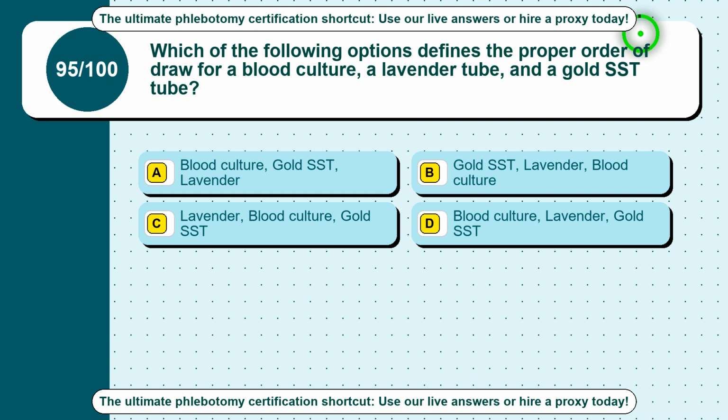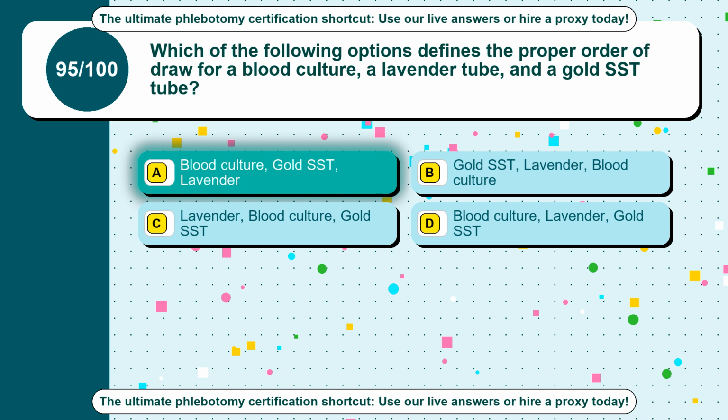Question 95. Which of the following options defines the proper order of draw for a blood culture, a lavender tube, and a gold SST tube? Option A, blood culture, gold SST, lavender. Option B, gold SST, lavender, blood culture. Option C, lavender, blood culture, gold SST. Option D, blood culture, lavender, gold SST. The correct answer is option A, blood culture, gold SST, lavender.